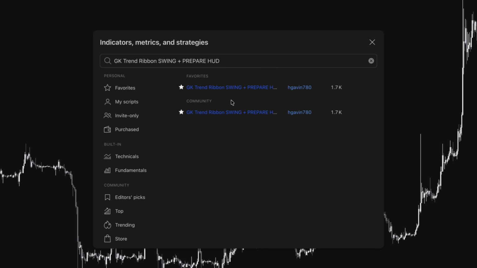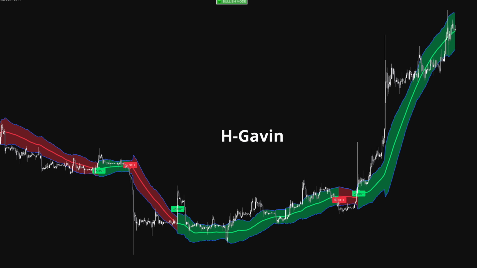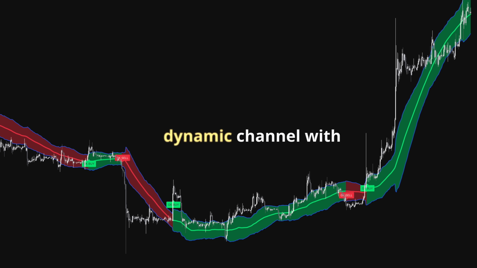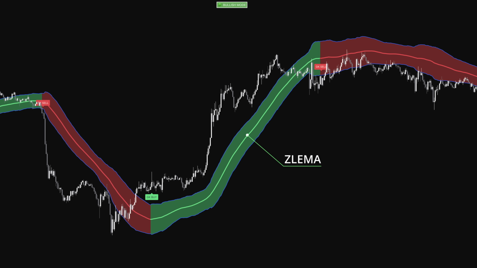GK Trend Ribbon. Swing Plus, Prepare, HUD. H. Gavin 780 created this trend-following system, combining a dynamic channel with early warning signals for potential reversals. The core uses a zero-lag EMA at its center, with upper and lower bands calculated using ATR multiplication.